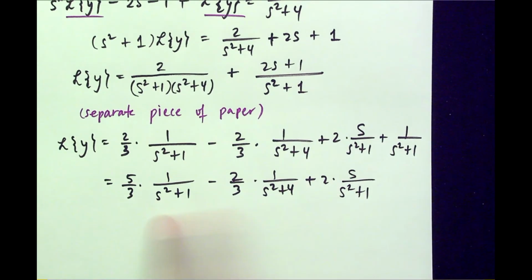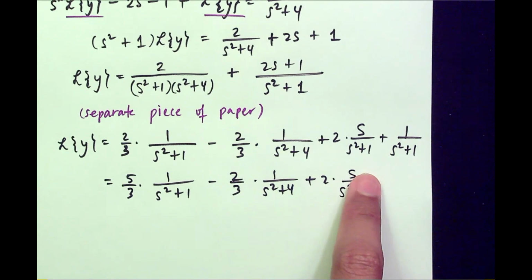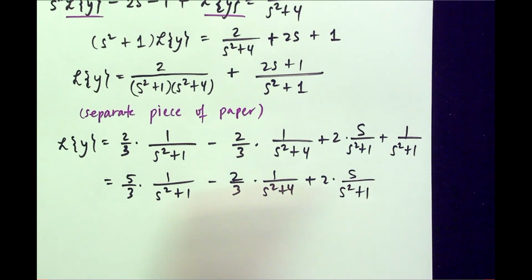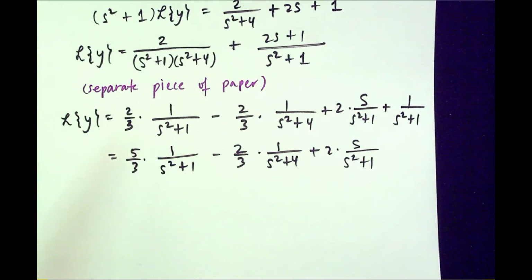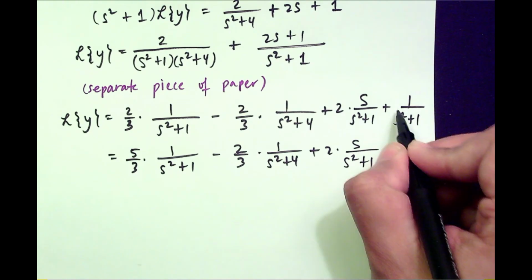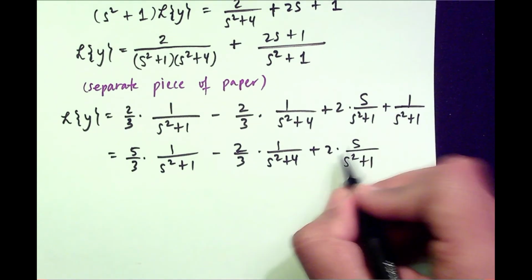Now these two are not like terms, because that has a variable on the top and this one doesn't. They're not really the same. They're not alike. But these two are, because they both have a 1 on top. Okay, and now we are ready.